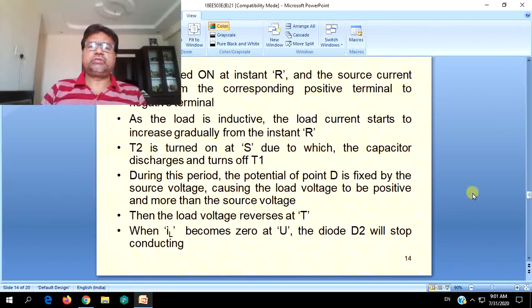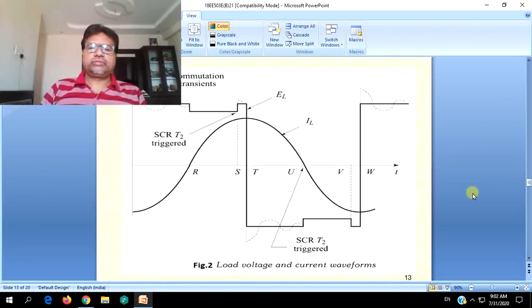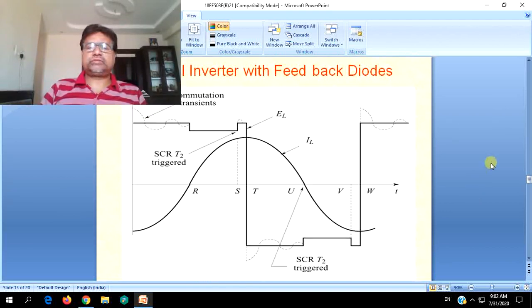And that is how the parallel inverter with feedback diodes will operate. Basically it is a square wave inverter, though due to inductive load the current may be sinusoidal.